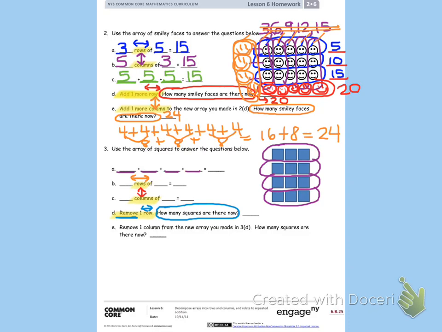In item E, it's asking you to remove one column from the new array. Since a column goes up and down, I'll draw an arrow above the word column that goes up and down to remind myself that I'm talking about columns. And I'm going to remove it. That means take it away. And then, of course, it asks me how many squares are there now.